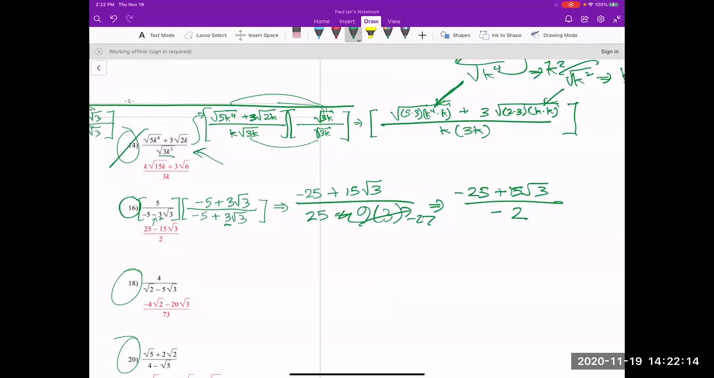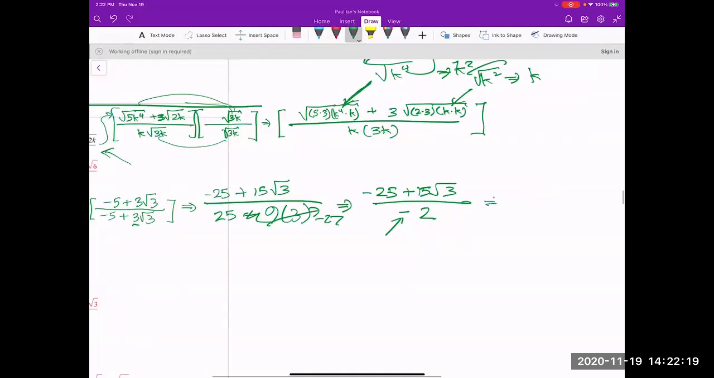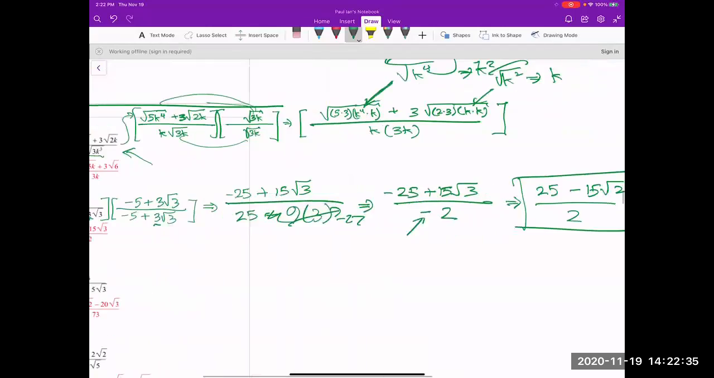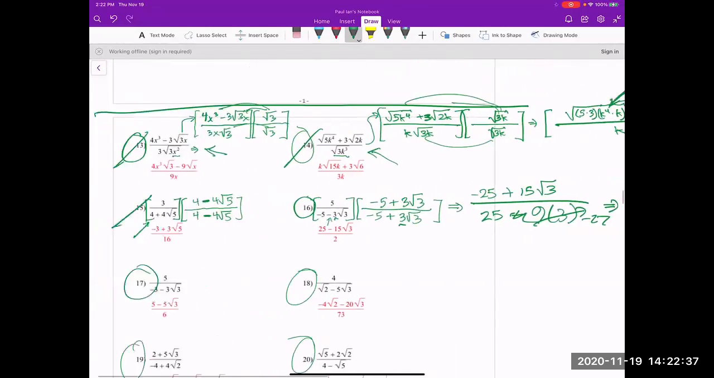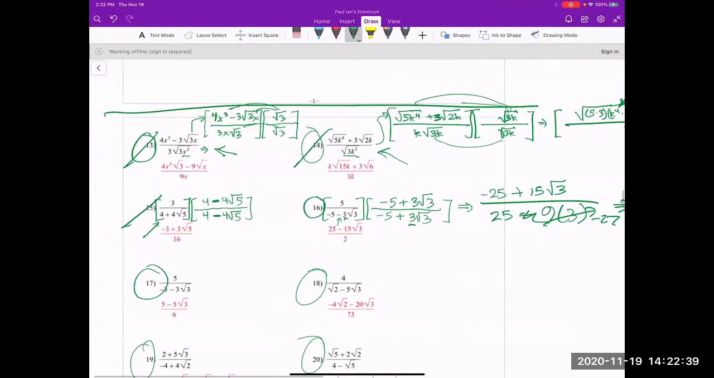That makes more sense. And then since you have a negative at the bottom, what happens? What do you have to do? Make everything opposite and put the negative on the top. Exactly. So 25 minus 15 root 2, right? Yeah. And that's it. That's how you simplify it. That one isn't that bad. Okay, let's do 17.